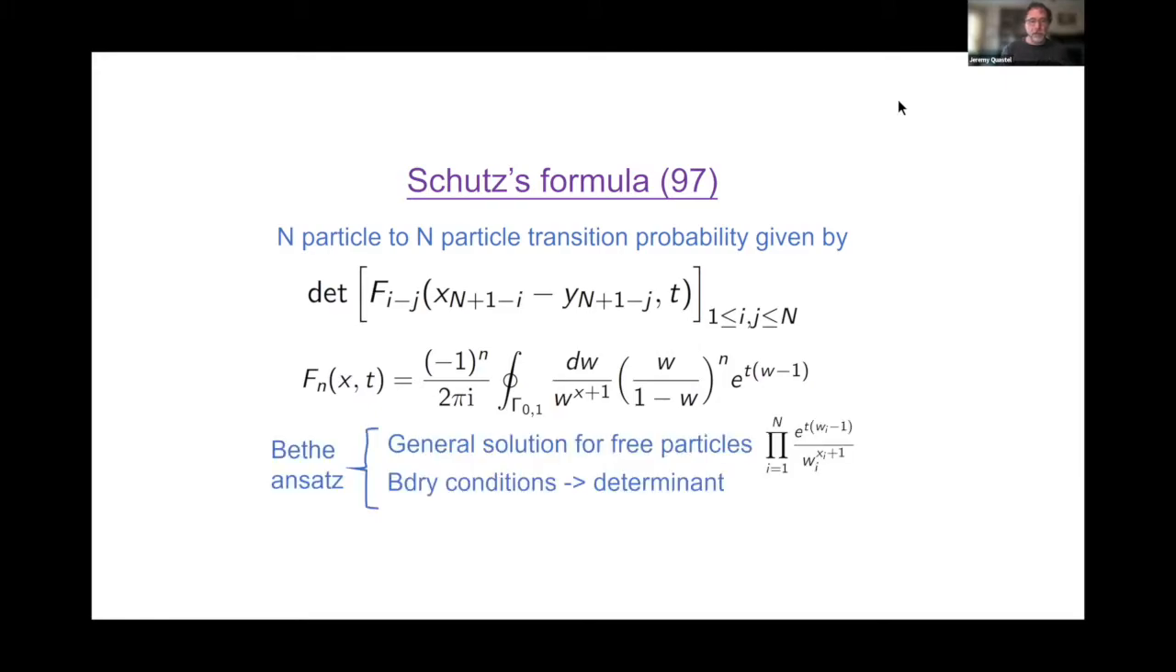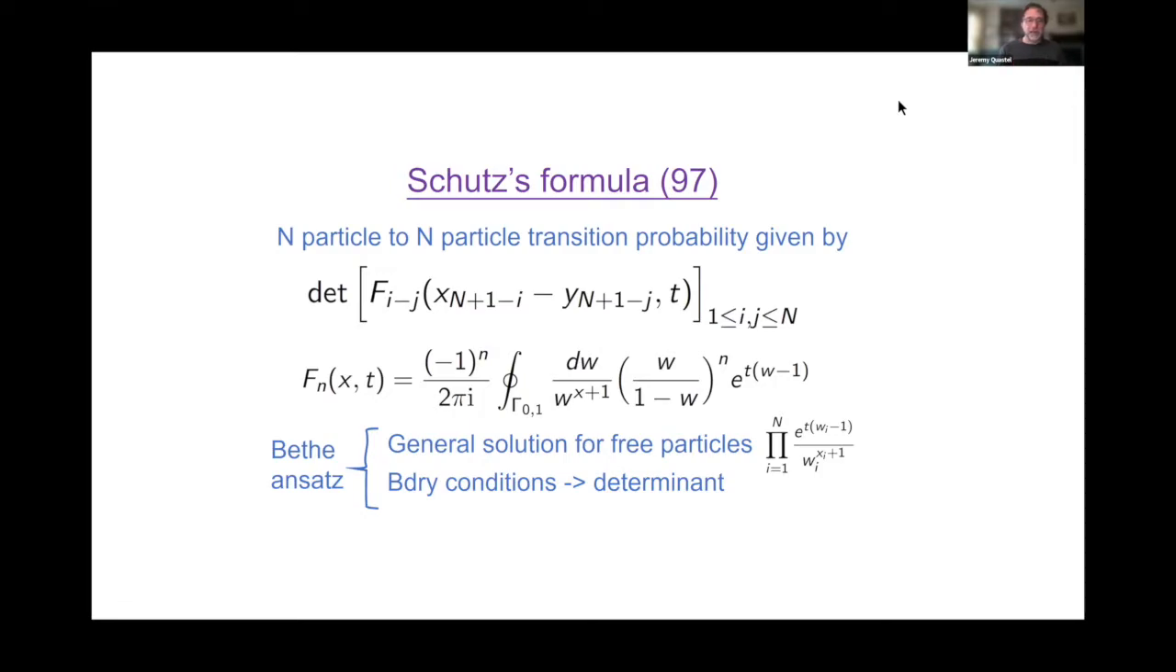So where does the formula come from? Well, if you look in this contour integral, there's a term which is actually the general solution of free particle evolution. Free particle evolution means just pretend the particles don't see each other and evolve them. Then you find the general complex analytic solution of the forward equation for a system of n free particles. Now you think of the interaction as boundary conditions, and so you have to try to match boundary conditions.